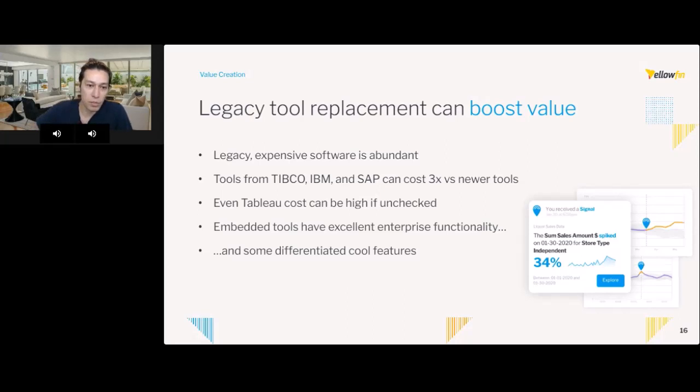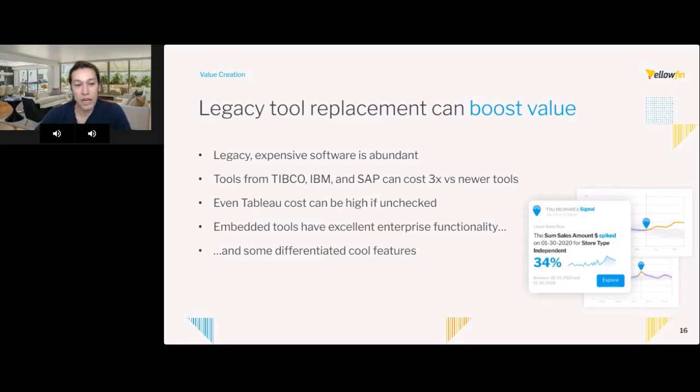It's what businesses were built on, the software that was available at the time. And often what we've seen is tools like TIBCO, IBM, or SAP can be 3 times more expensive than newer tools, like Tableau or Yellowfin BI or other competitors in the space. But even looking at Tableau as an alternative, costs there can be really high if left unchecked.